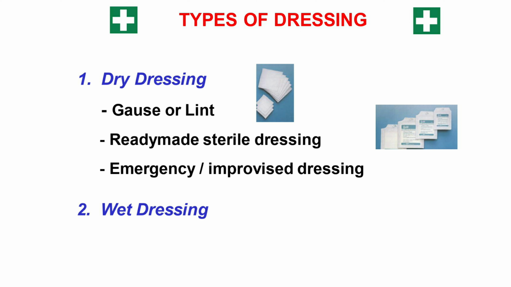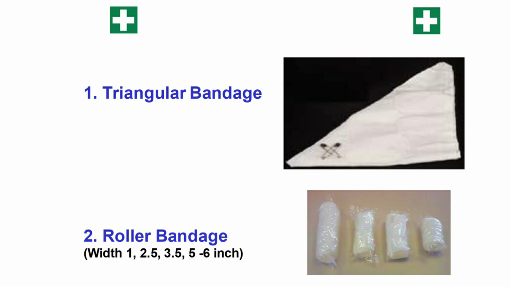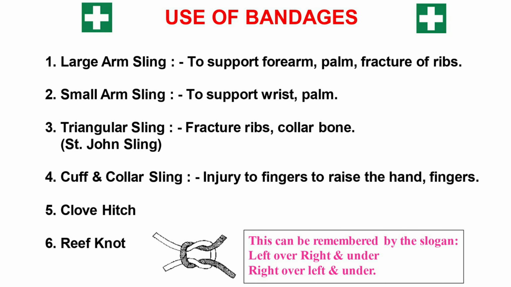Types of dressing: 1. Dry dressing: gauze or lint, ready-made sterile dressing, emergency and improvised dressing. 2. Wet dressing. Types of bandages: 1. Triangular bandage. 2. Roller bandage, width 1 inch, 2.5 inch, 3.5 inch, 5 inches, and 6 inch.